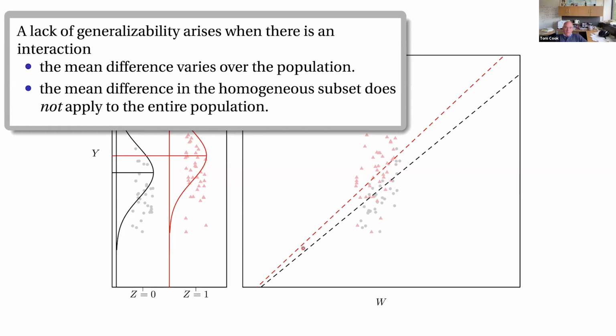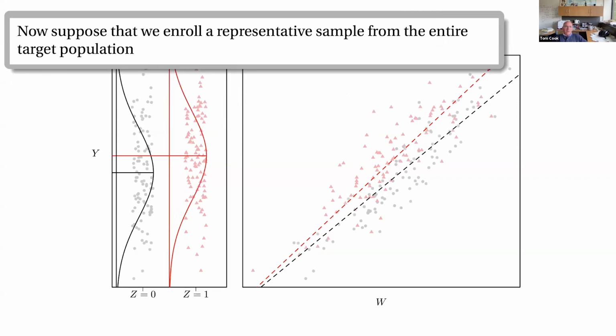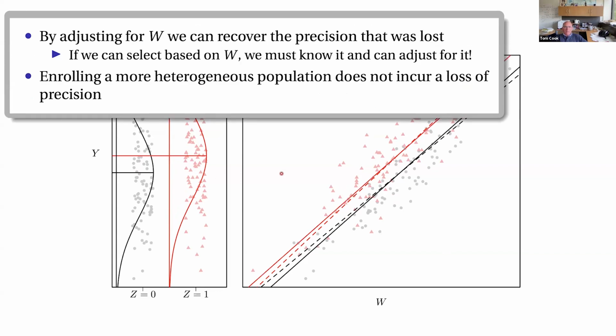So over here for small values of W, I have small differences. For large values of W, I have large differences. So the mean difference for the population in the middle does not apply to the entire population. On the other hand, if I'd enrolled my heterogeneous population, I still have the same overall population average difference. By adjusting for W in the way we did before, I can recover the same precision.